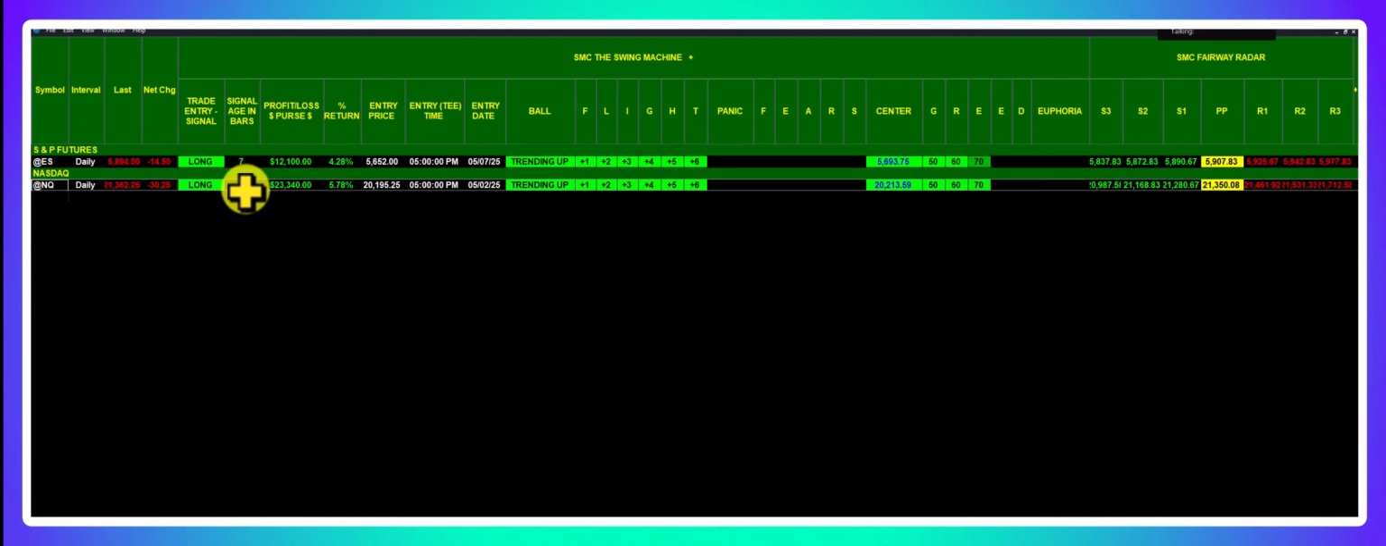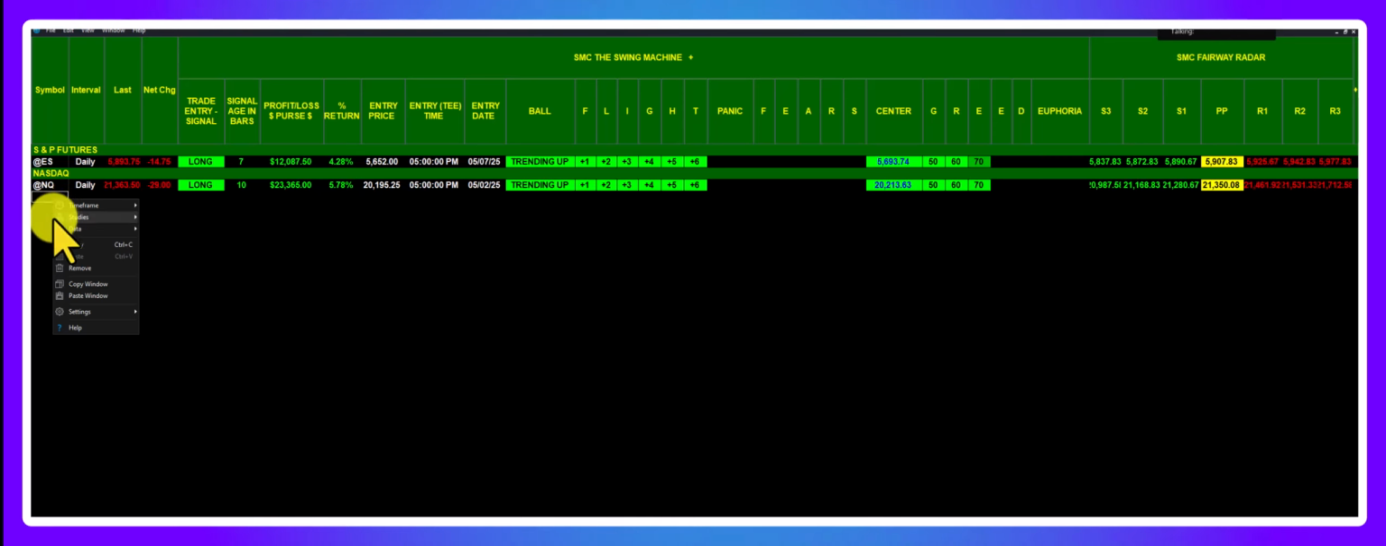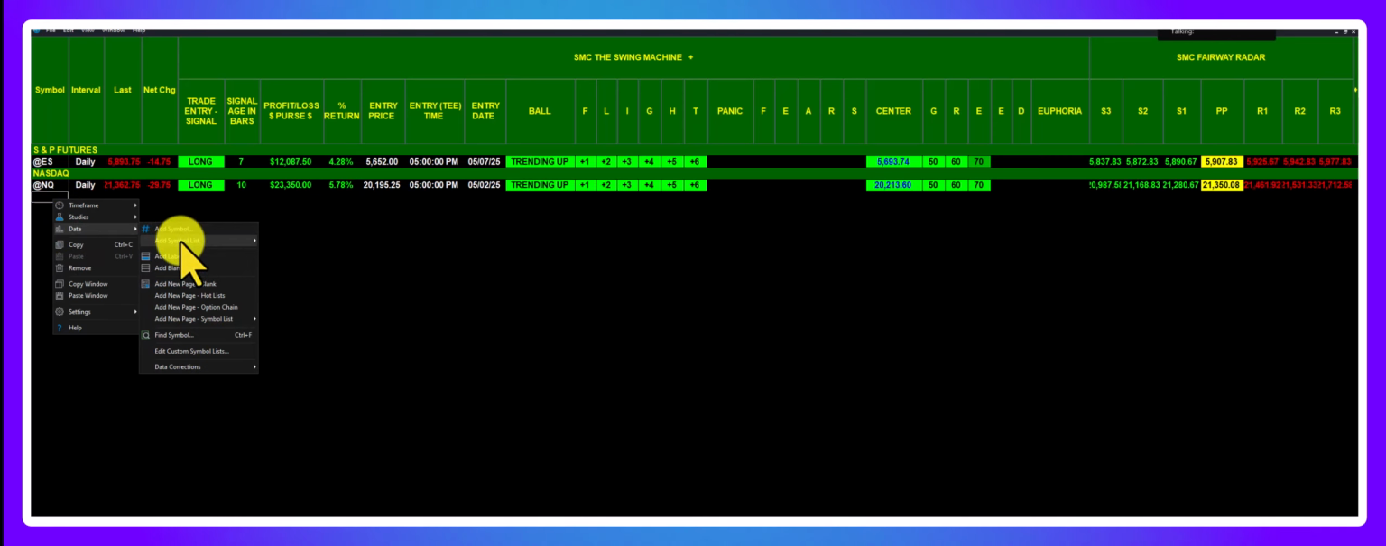If you had put on one mini contract 10 days ago, you're up $23,000. If you had done one micro, $2,300. If you had done 10 minis in 10 days, $230,000. Now maybe you want to see the NASDAQ 100.